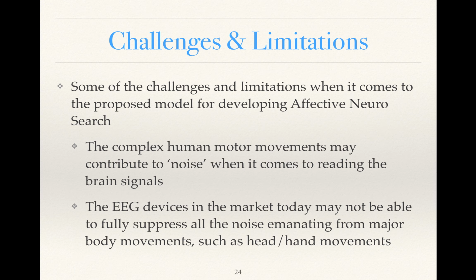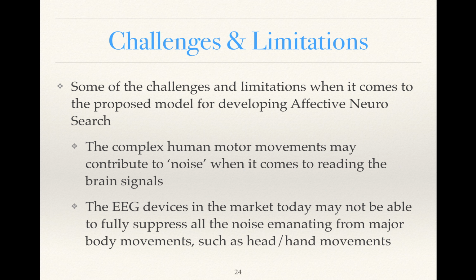Definitely, there are challenges and limitations for this study. When it comes to affective neuro-search, there is a complexity in collecting the data. Essentially, anything that we do elicits brain activity and brain signals, brain electricity, if you will. So I really had to be careful with my participants, not having them move too much. For example, even if you move your tongue, you're eliciting brain activity. So I had to be very careful about that.